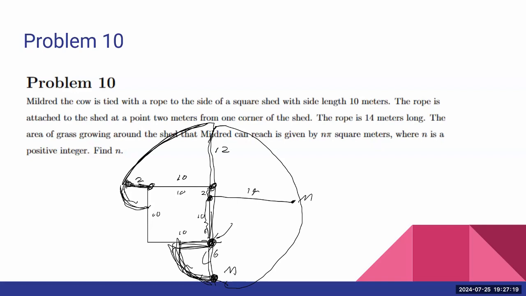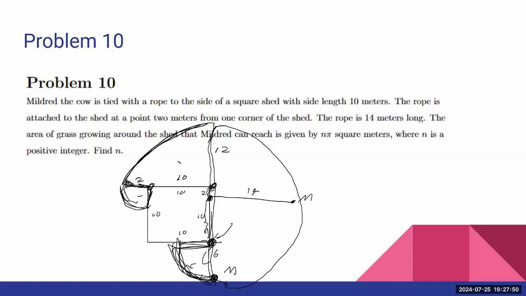So now we have 1 semicircle, 3 quarter circles. We want to find the area contained by this region, because we want the area of grass that Mildred can reach. We know that she can reach every point inside this region, but she can't reach any point outside of this region. So now we just have to find the area of this region.